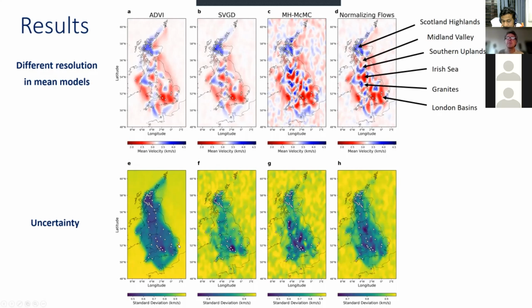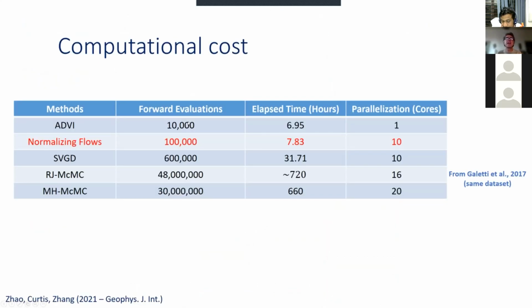So in this example, if we look at the cost, we see exactly the same results: SVGD and normalizing flows appear to be by far the most efficient way to estimate these uncertainties.